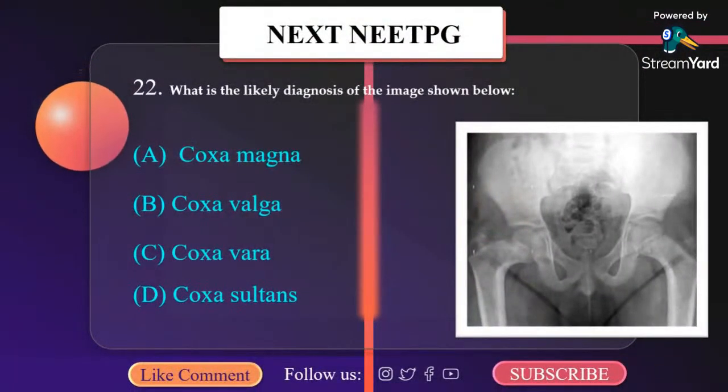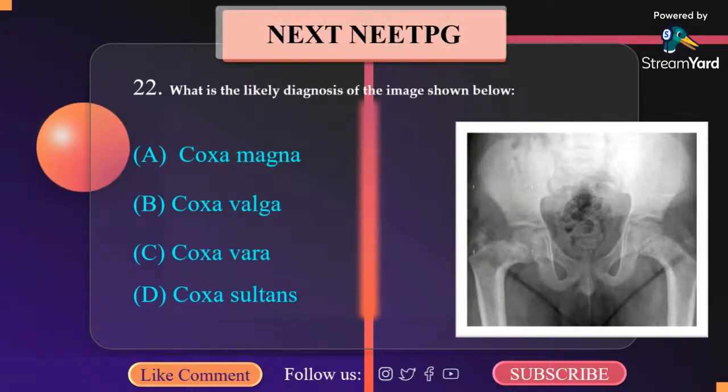What is the likely diagnosis of the image given? Coxa magna, coxa plana, coxa vara, coxa valga. It is coxa vara.